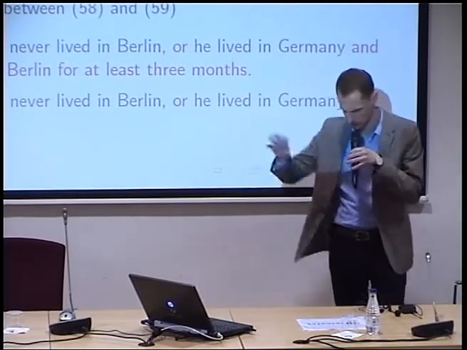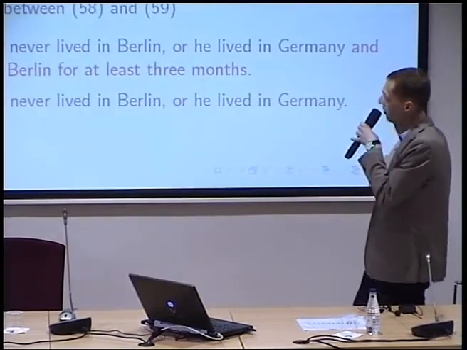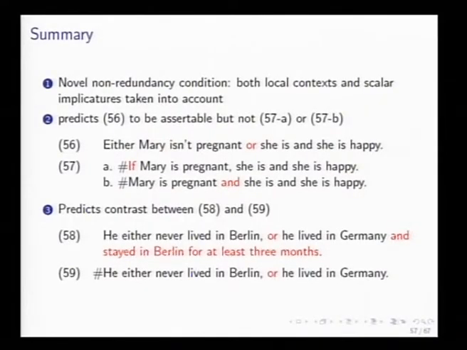So, a quick summary of the whole thing. We've given you a novel non-redundancy condition. In particular, this one derives a contrast between 56 and 57. So we predict that "either Mary isn't pregnant or she is and she's happy" is assertable, whereas "if Mary is pregnant, she is and she's happy," and also the conjunctive case in 57b, are a little odd. Moreover, we predict the contrast between 58 and 59, namely that "he either never lived in Berlin or he lived in Germany and stayed in Berlin for at least 3 months" is better than 59, "he either never lived in Berlin or he lived in Germany." And that's it.